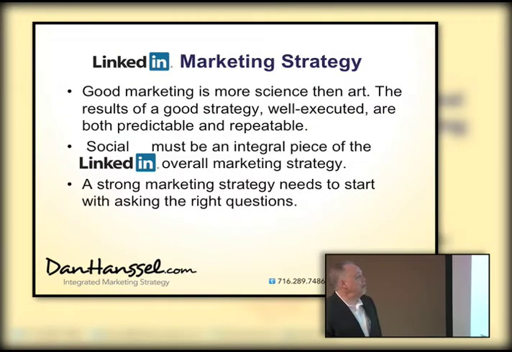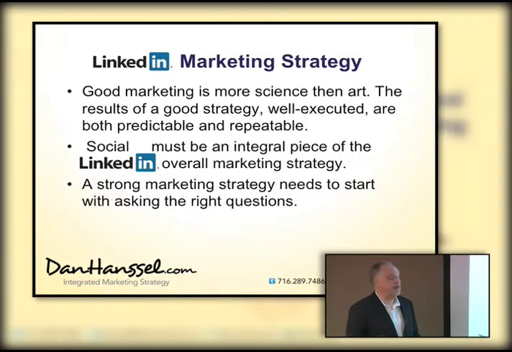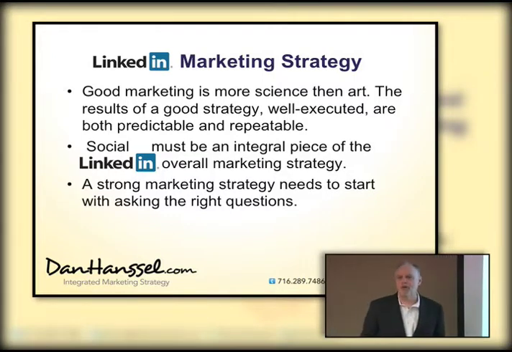So, good marketing is more science than art. The results of a good strategy, well executed, are both predictable and repeatable. This is something that's really changed a lot in the marketing game in the last few years. Traditionally the creatives were the people that controlled marketing, and creatives are still enormously important to the marketing process. But now marketing is really dominated by analytics, and it's a numbers game. And that's why it's all about ROI and all about what works and all about making sure that the money you spend actually gives you a return.